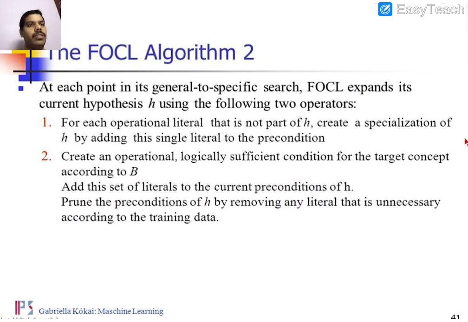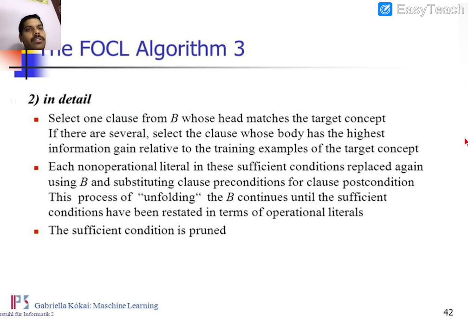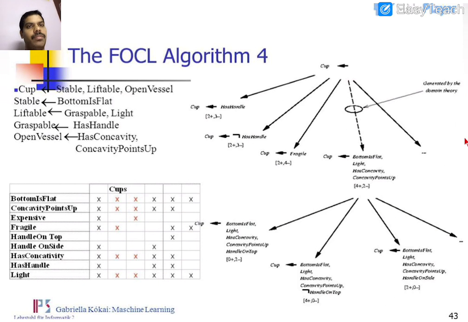Here what we are going to do at each point is a general to specific search. So whatever the target concept which we are concentrating on, that should be defined properly. So we need to find out the generalization rules, so that we have developed a system which is going to give target concept values more accurately. The FOCL algorithm we again used for defining the same problem which we used in the earlier case, the cup, how it is stable and liftable open vessel.